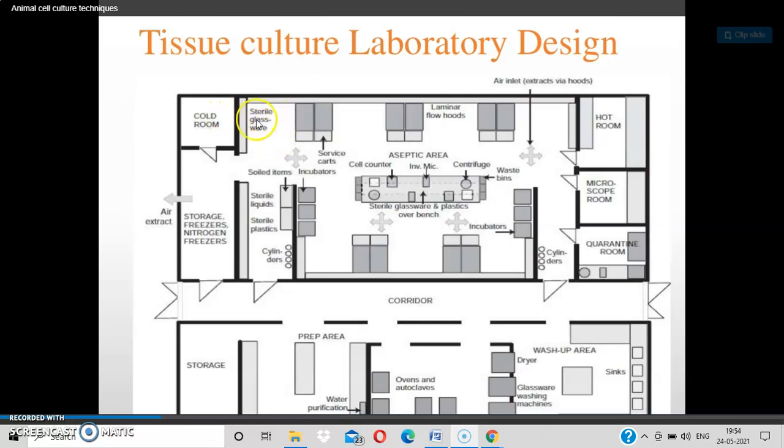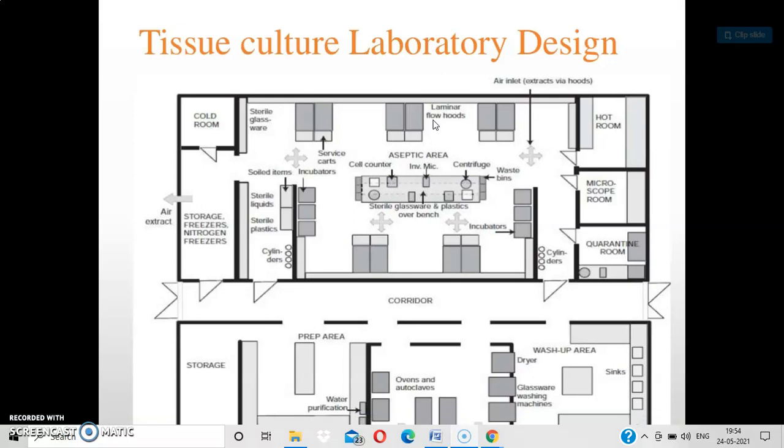Then see here, there is a cold room at the upper corner. Here you keep sterilized glassware. Then service cards here. Then this is the aseptic area. Here you have to maintain laminar airflow hoods. These both are laminar airflow hoods. Here you can inoculate, and you can do all your tissue culture inoculation work over here.